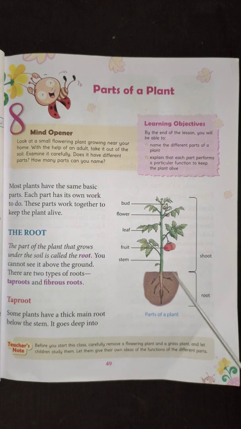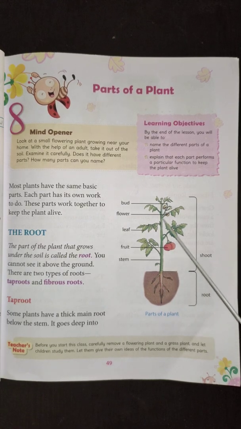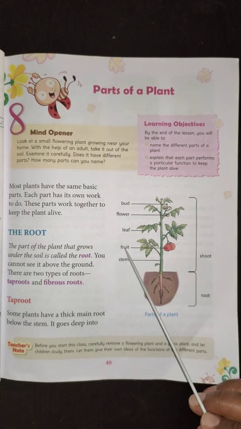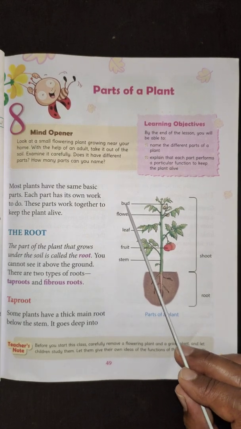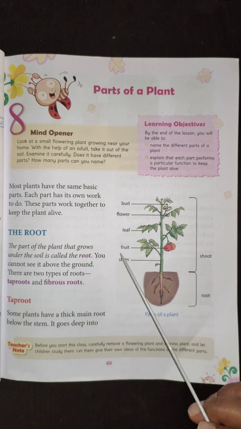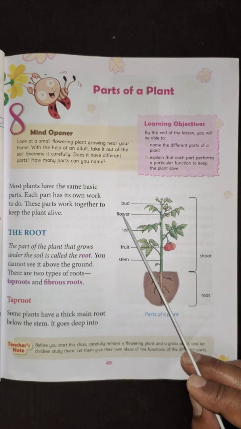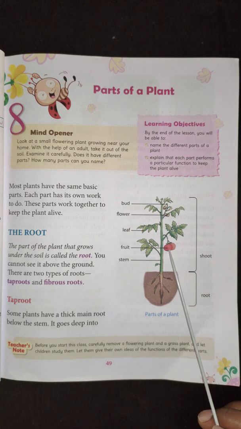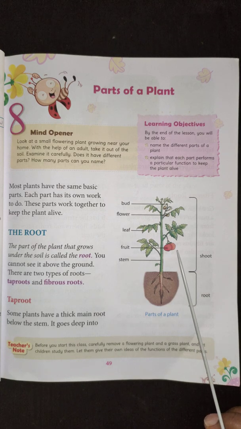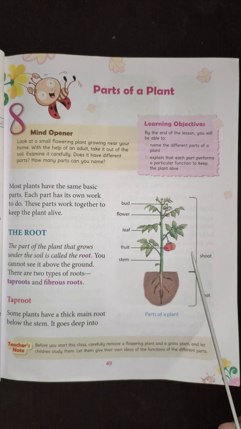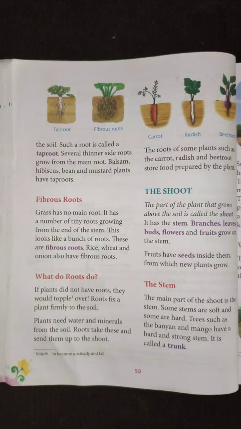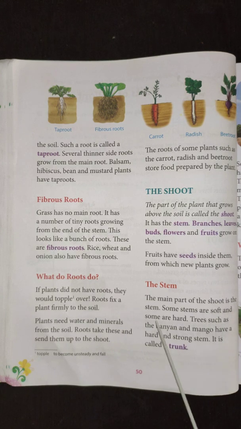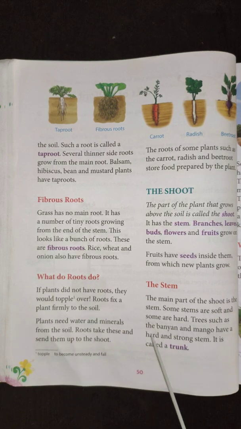You can say this: the part of the plant which is present above the ground is called a shoot. Shoot mainly contains stem, fruit, leaf, flower and bud. Usually stem, then branches, then fruit, leaf, flower and bud. Here the fruit contains seeds. The seeds present in the fruit will help in forming new plants. The main part of the shoot is called stem.